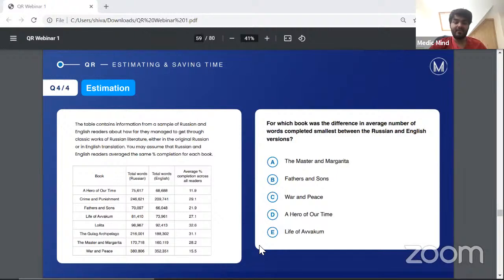Most likely, chances are, if you read the question first, you're not going to absorb it straight away. So move straight to the question.